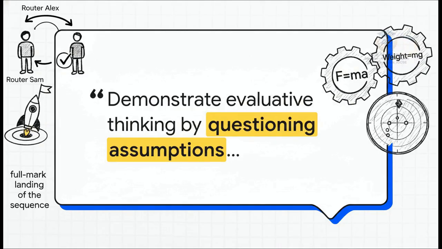Remember this quote: top-scoring candidates demonstrate evaluative thinking by questioning assumptions. This is the exact mindset you need to adopt. When you truly master F equals ma and weight equals mg, you are no longer just blindly memorizing operations. You are learning to read the underlying physics of the problem like an expert reading a radar screen. You start anticipating the tricky variables and adjusting your approach flawlessly before you even hit turbulence.